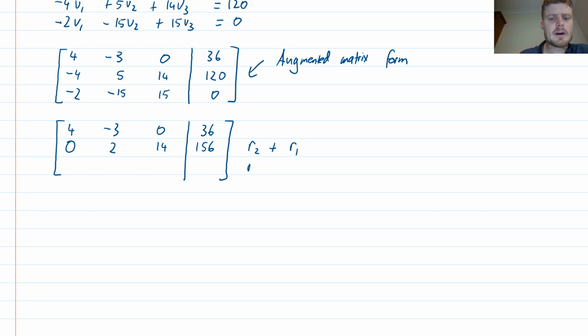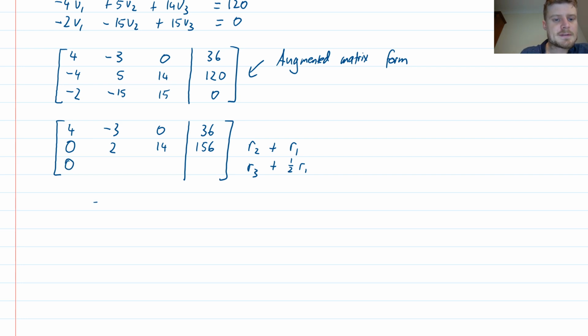Then for the third row, again, I would like a 0. The way to achieve that is to add 1/2 of row 1. I'm looking at the minus 2 and I'm looking at the 4. If I add half of the 4, it will cancel with the minus 2. So let's go ahead and do that. I will get a 0 in the first position.